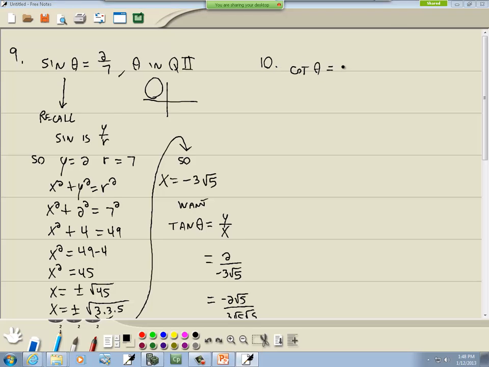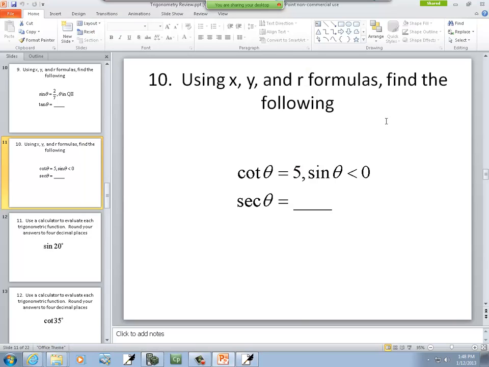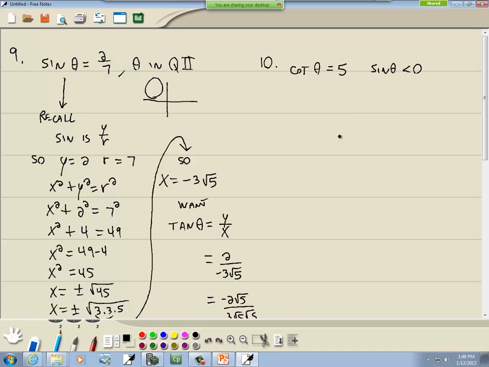Okay, cotangent equals 5, and sine is less than 0. And we want to find secant. Well, we'll come back to that. Let's first talk about the quadrant.